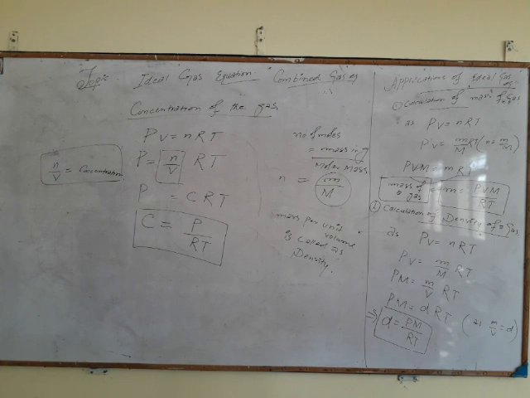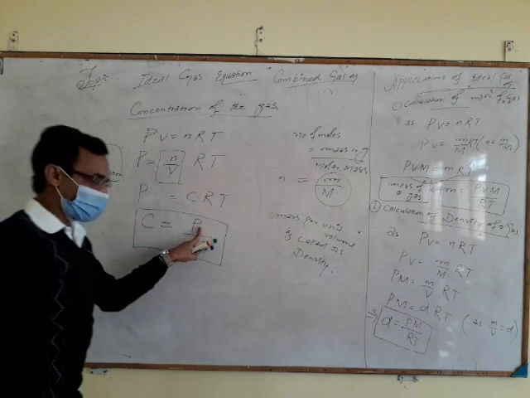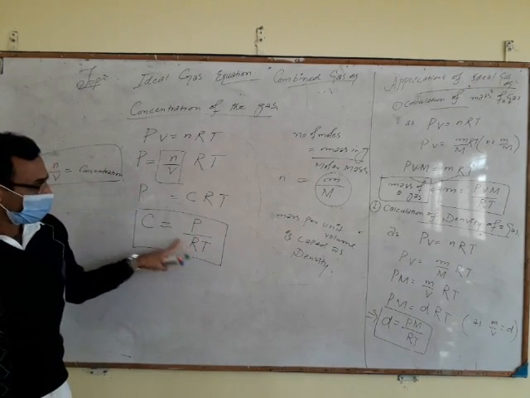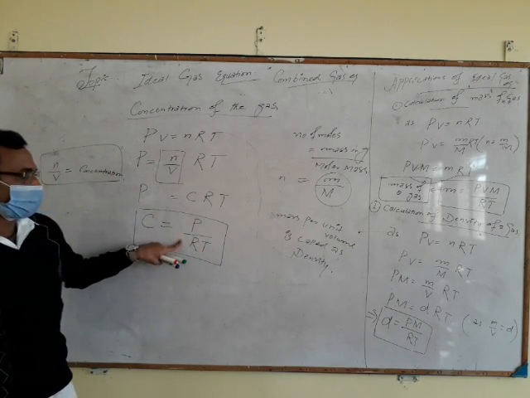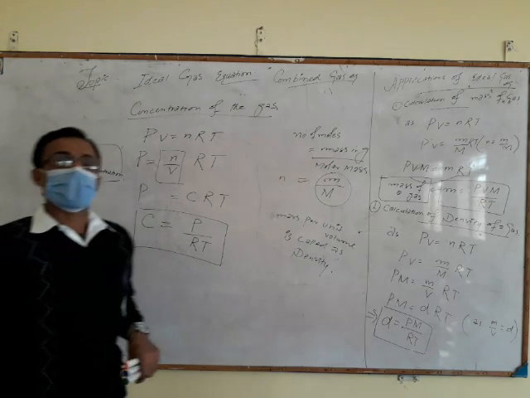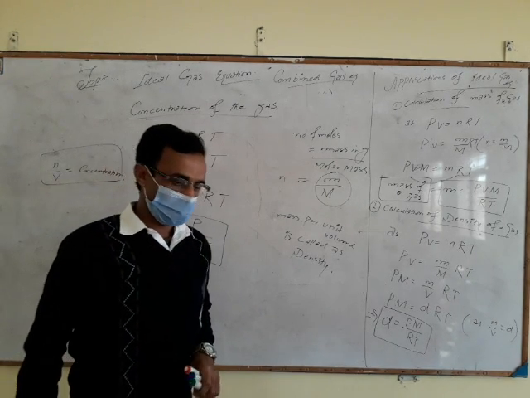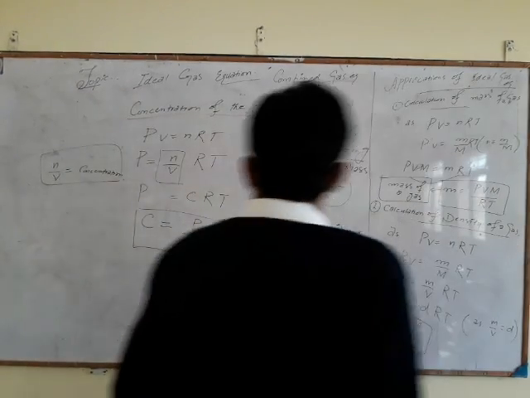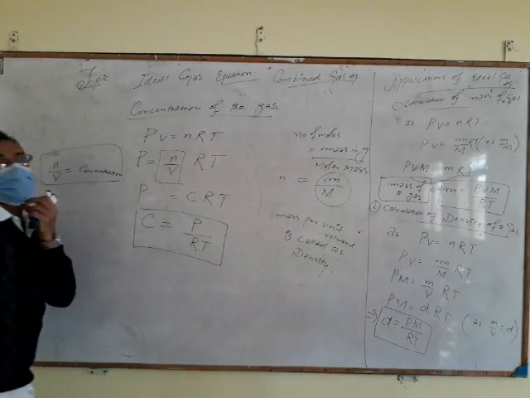So if we know the value of pressure of the gas, temperature of the gas, and R, by putting these three values in this equation, we can calculate the concentration of any gas. So these are the applications of the ideal gas equation. Now, what is R? What is the value of R?